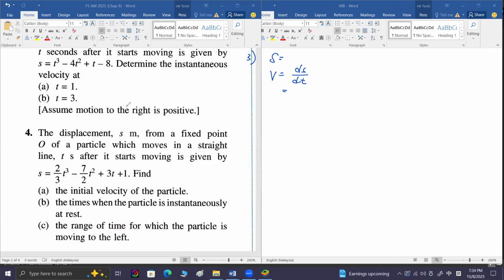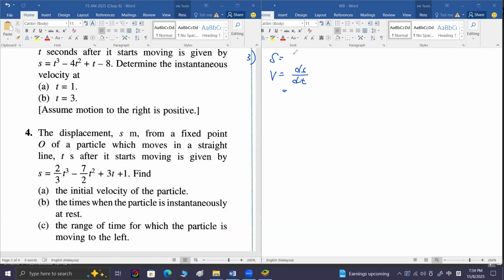So assume motion to the right is positive. You notice or not? I didn't use the right of O. The right of O is displacement. So when t is 1, you substitute to here. And when t is 3, you substitute to here. You assume to the right is positive. Let's say you got a negative answer, you just say to the left. And if you got a positive answer, you say to the right. Okay? Get what I mean?